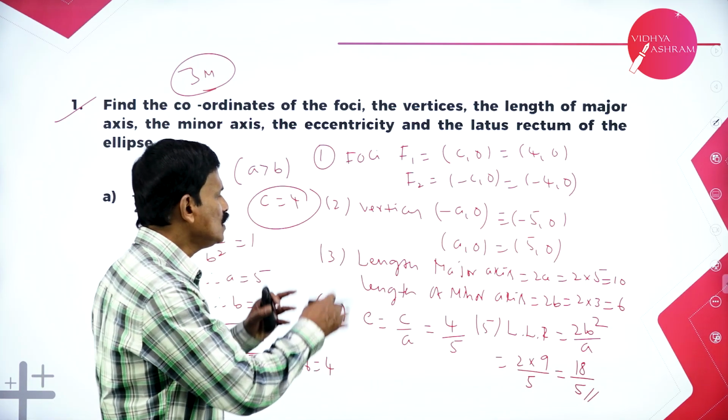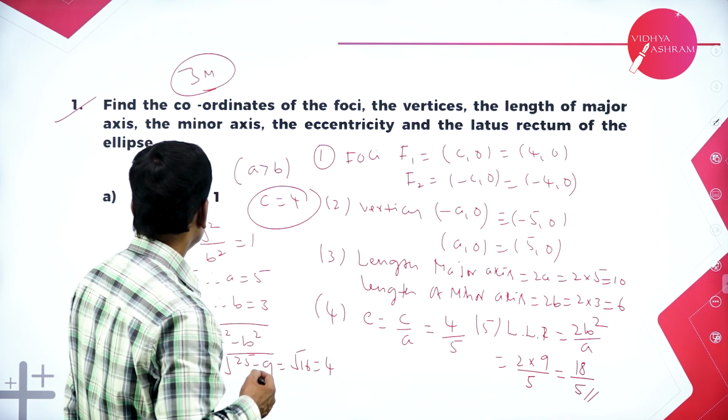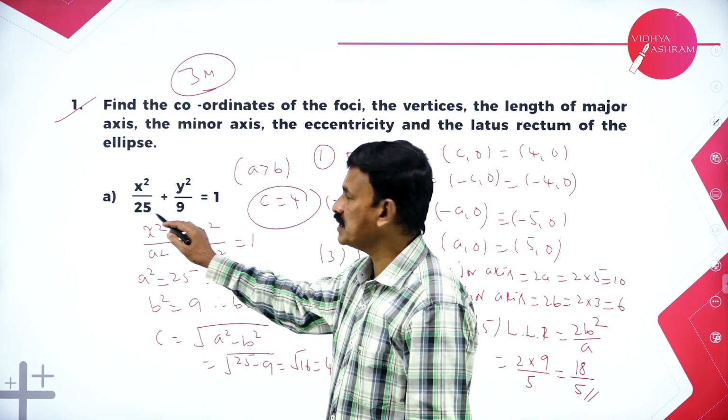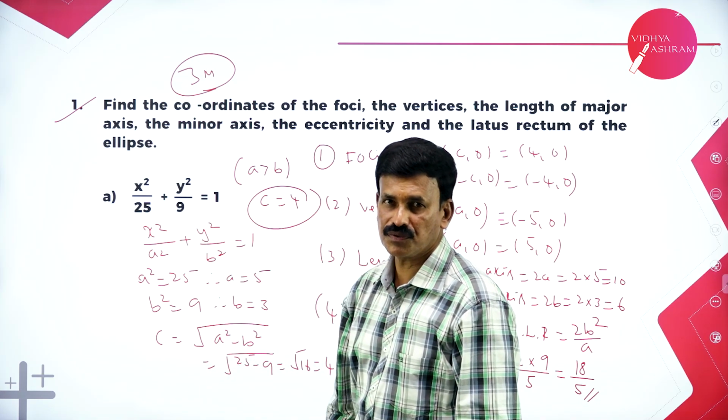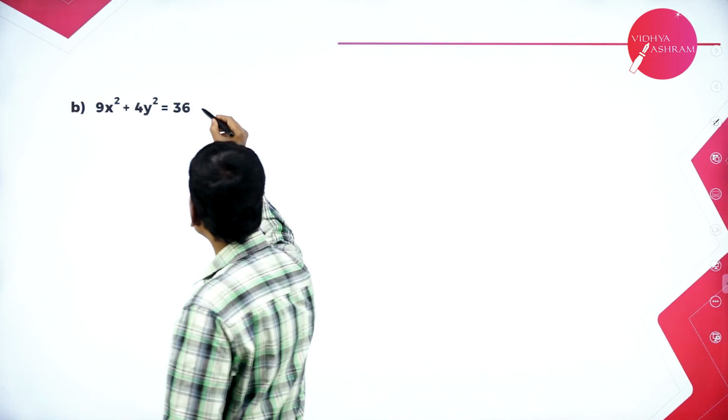Okay. These are the few points for this ellipse of the form x square by a square plus y square by b square is equal to 1. Here a square is equal to 25 and b square is equal to 9. Hope you followed. So if you solve this much, definitely you will get 3 marks. Now move on to the next problem.